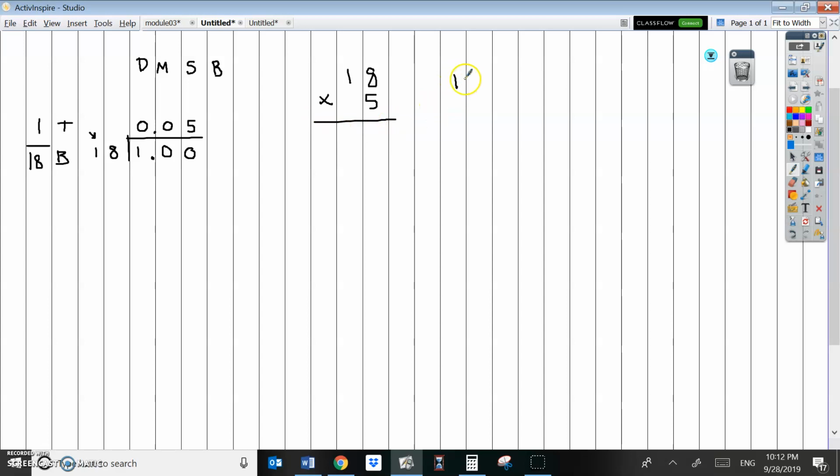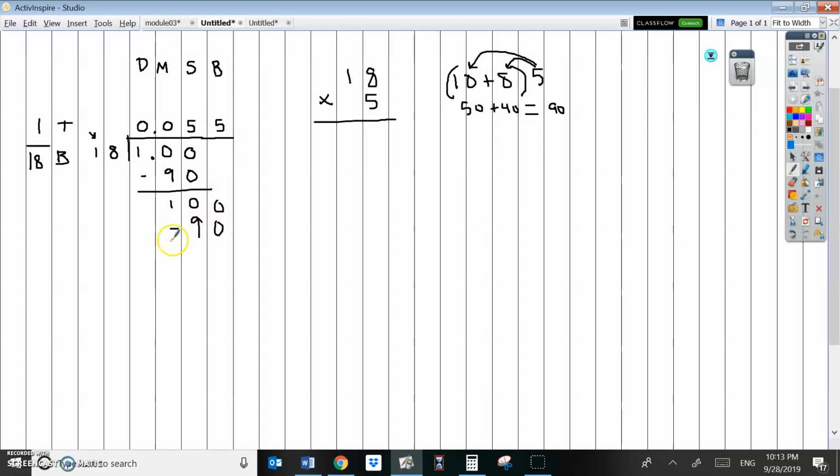Also, try it like this. 18 is the same as 10 plus 8 times 5. So now you get 5 times 10 is 50. 5 times 8 is 40. 50 plus 40 is 90. So 90 goes here. Now subtract and we get 10. Bring down a 0. It looks like 5 again. Looks like it's going to repeat.